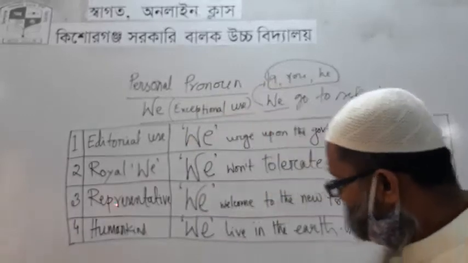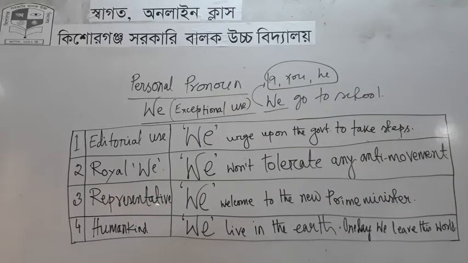Then those representatives use we. Suppose what is the example? If you read the example, then it will be clear. We welcome the new prime minister of any country. Something like that. Canada, America, Australia, India, Nepal, and those are the countries we can welcome. But who will welcome? The chief of the country, prime minister or president, will welcome the new government, new prime minister, new president as the representative of his or her country. Then he or she will use we. That we means representative we.